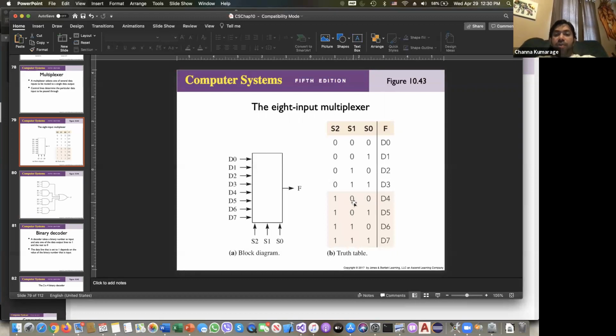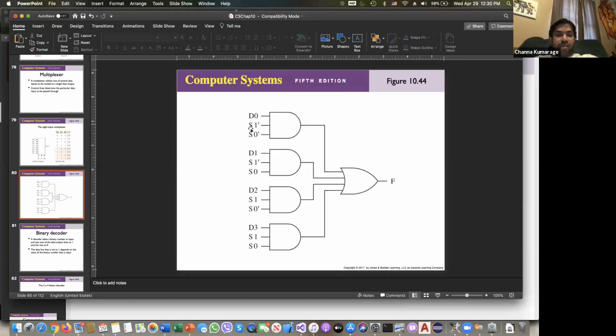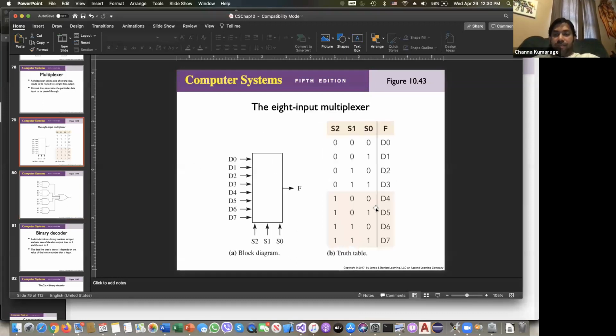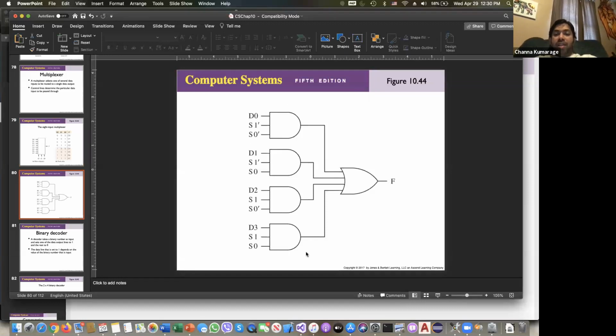Let's say you want to represent a certain area of your circuit. If your truth table wants to represent a certain area of a circuit, you can draw something like this to represent that. What I mean by this?